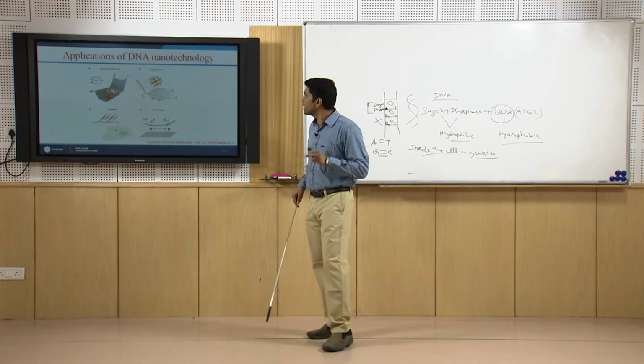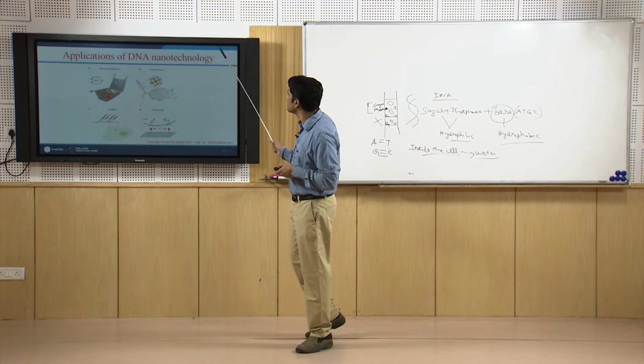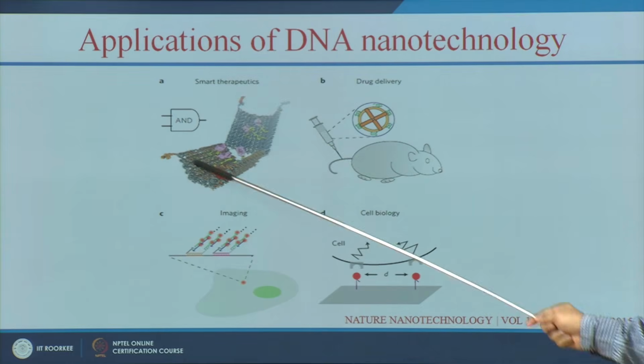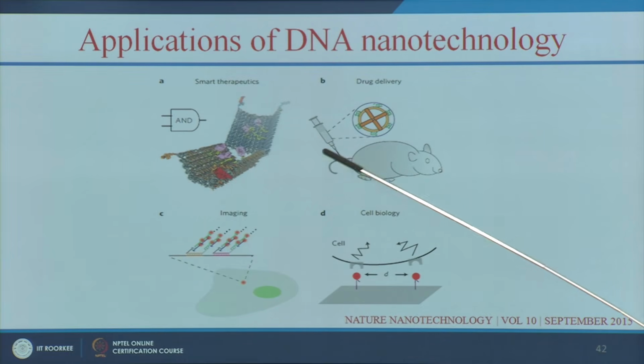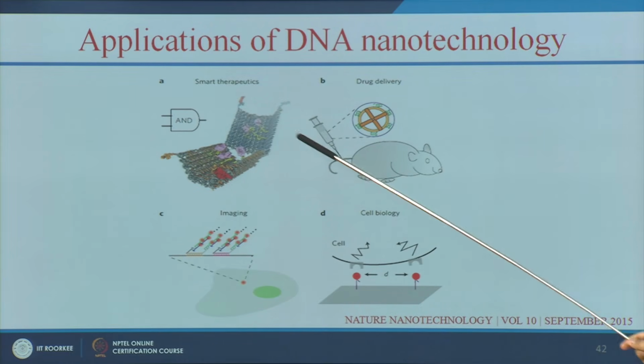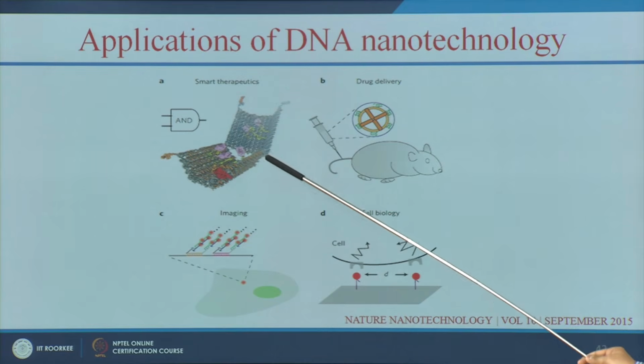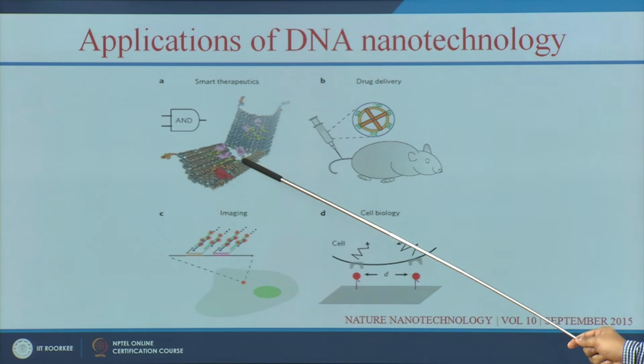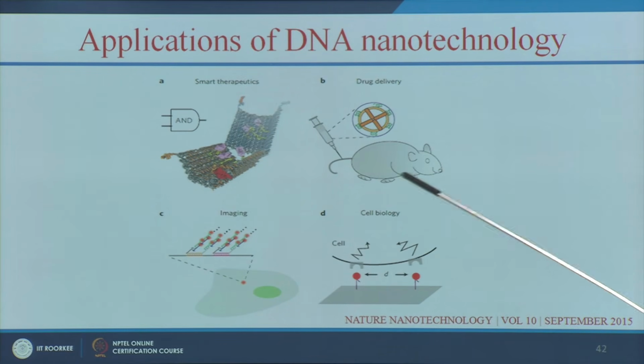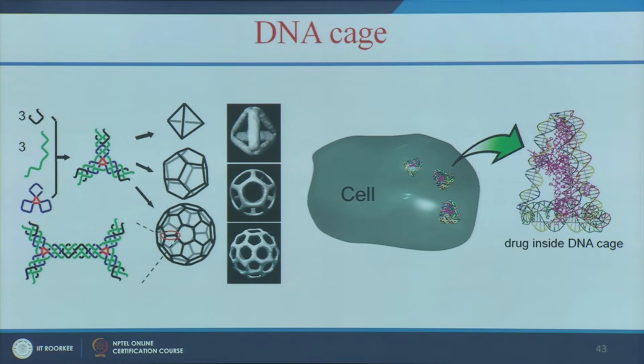So let us see the applications of DNA nanotechnology. The first one is smart therapeutics and the second one is drug delivery. In smart therapeutics, it will release the drug when a particular signal is available, and we can also use it as a kind of nano carrier for drug delivery. We can use this DNA for imaging applications for diagnosing various diseases, and also for various cell biology applications. Let us see one by one.